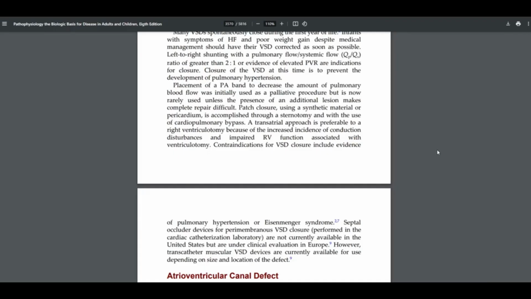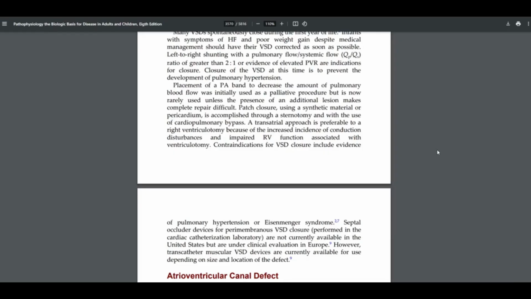Patch closure using a synthetic material or pericardium is accomplished through a sternotomy and with the use of cardiopulmonary bypass. A transatrial approach is preferred to a right ventriculotomy because of the increased incidence of conduction disturbances and impaired right ventricular function associated with ventriculotomy. Contraindications for VSD closure include evidence of pulmonary hypertension or Eisenmenger syndrome.